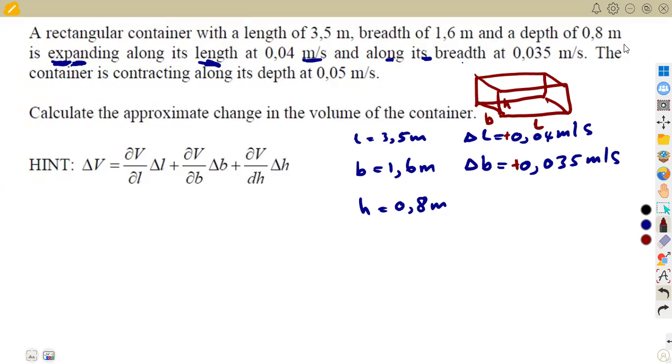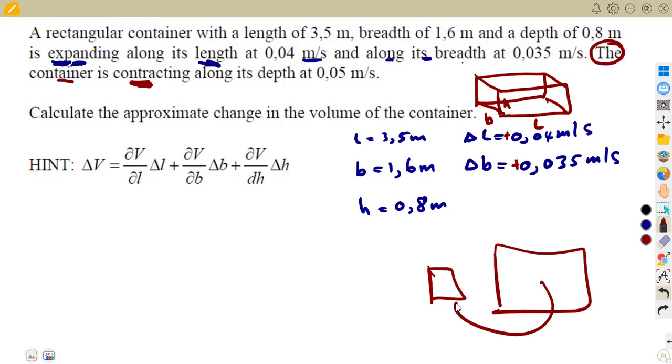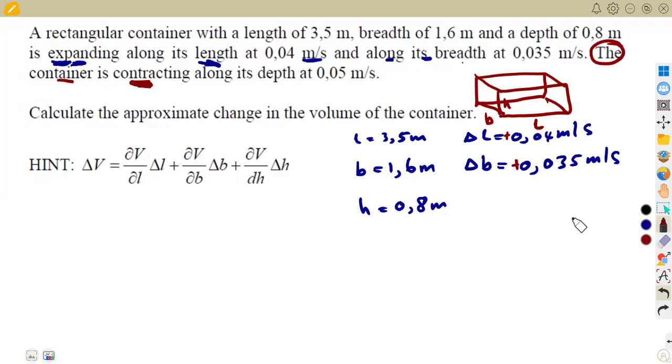But if you take this next statement, the container is contracting. To contract is getting closer to a decrease. To expand is like if I'm given something like this, then contracting is vice versa. So meaning to say it's a decrease, right? A decrease in terms of what? The depth, and our depth is the height. So the change in the height is negative because it's contracting. So it's negative 0,05 meters per second.